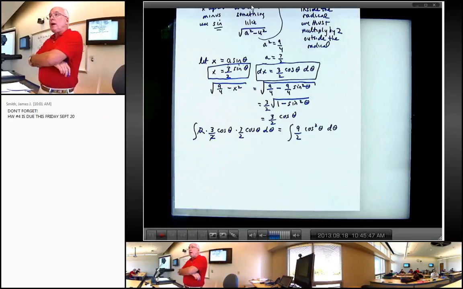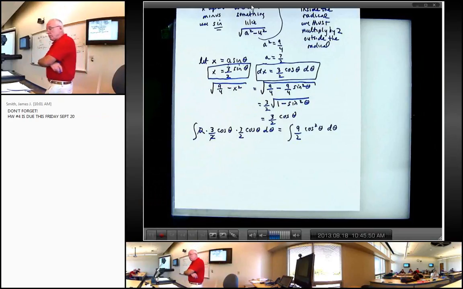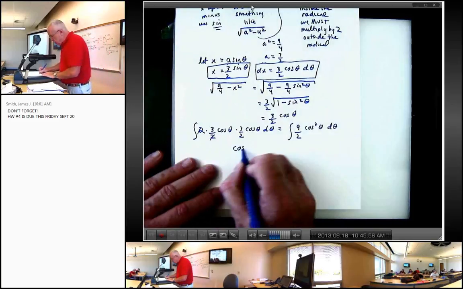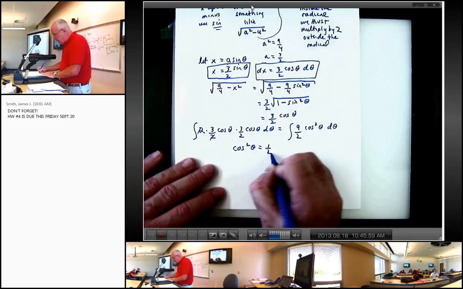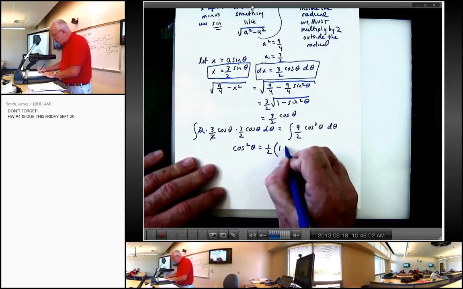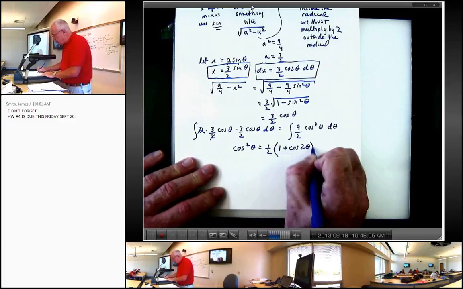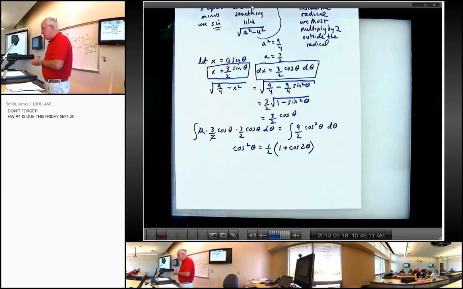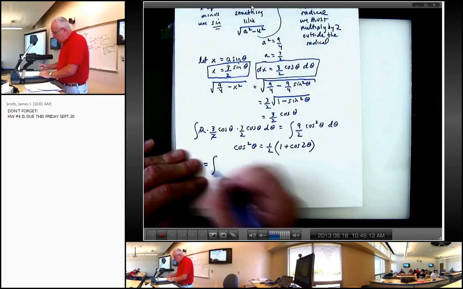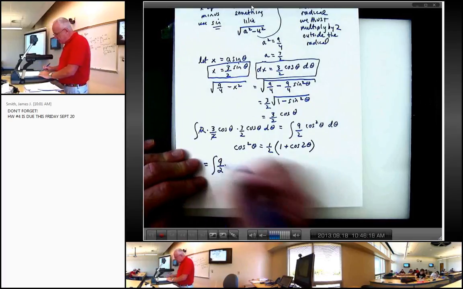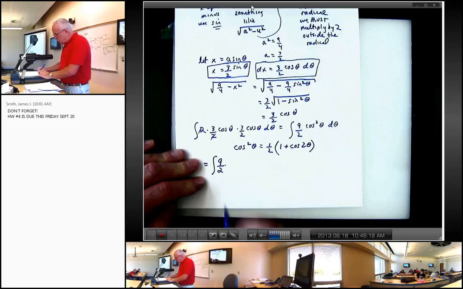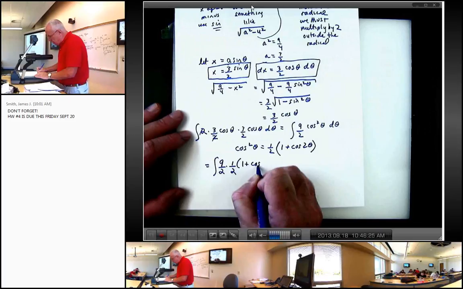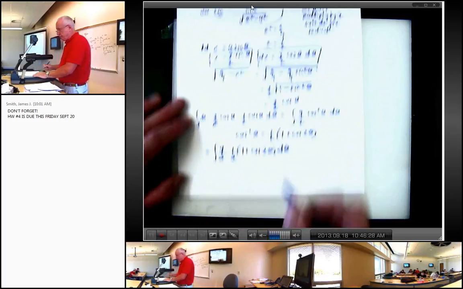Well, this is where we have a couple of formulas. We have a formula for the cosine squared. Remember that the cosine squared of theta can be replaced by 1/2 times 1 plus the cosine of 2 theta. So that's what I'm going to do here so that I can get an antiderivative. So I'm going to do that replacement. So I have 9/2 times, now let me replace the cosine squared, so that's replaced by 1/2 times 1 plus the cosine of 2 theta d theta.